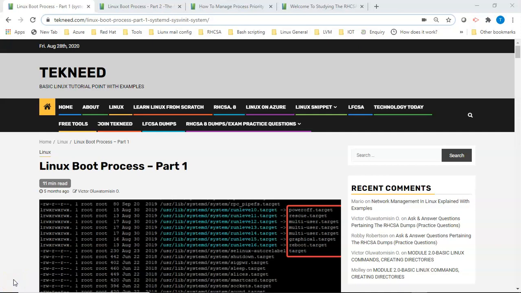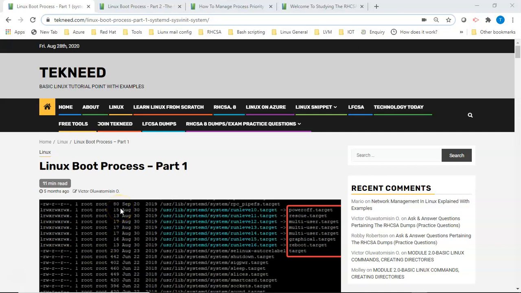However, some developers don't see the need to replace SysV init, hence it has become a controversial discussion, which I won't discuss in this video, so as not to go out of the scope of study. An advantage of systemd over the SysV init system is that it prioritizes services and reduces startup time compared to SysV init.